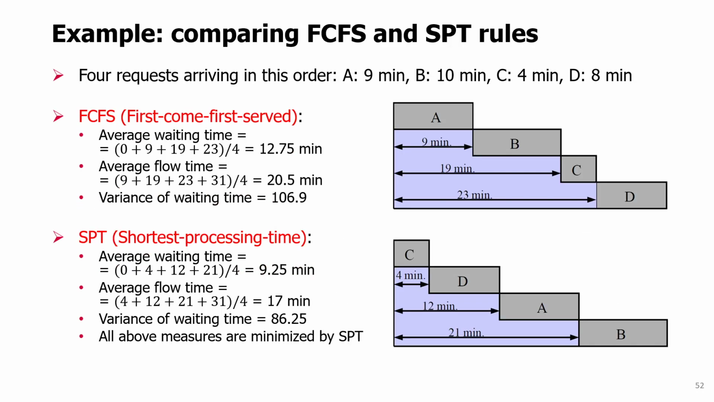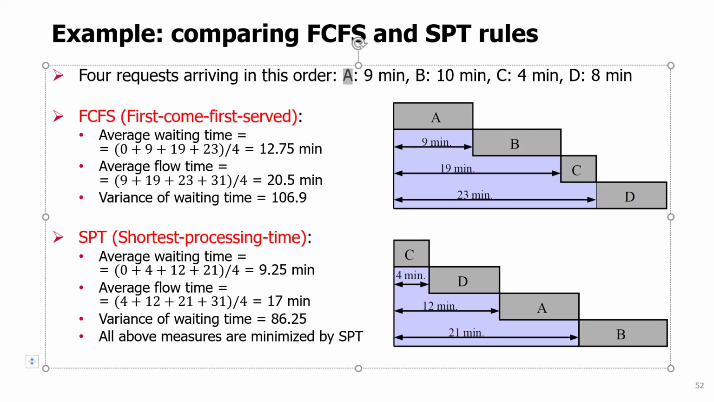So here is an example of a process. Suppose we have 4 tasks or 4 customers waiting. A needs 9 minutes of service, B needs 10 minutes of service, C 4 minutes of service, and D 8 minutes of service. And suppose they arrived some time ago, and now we start serving them. They arrived in this order. So let's say we serve them on a first come, first served basis, this is the kind of Gantt chart that you will have.